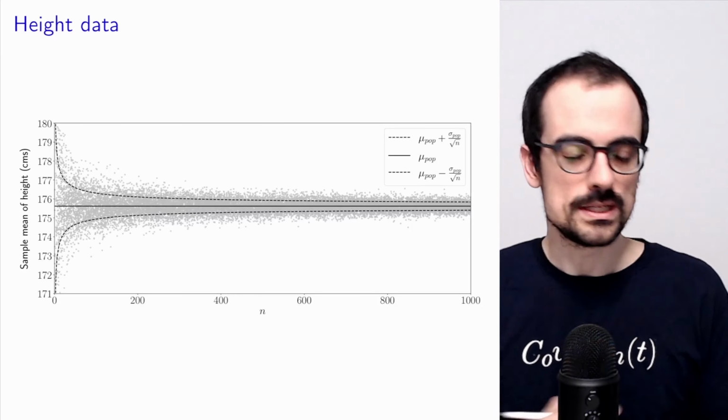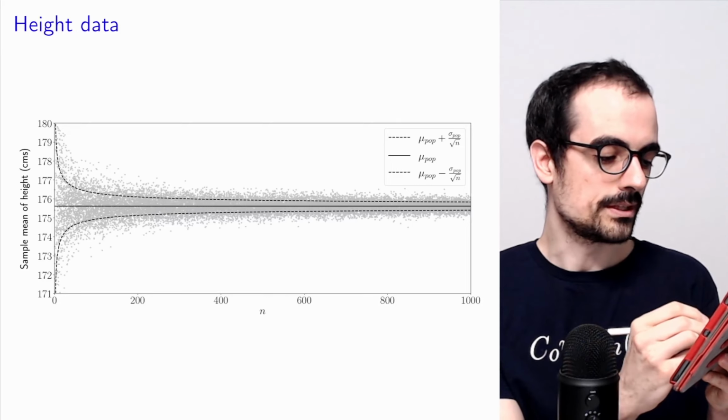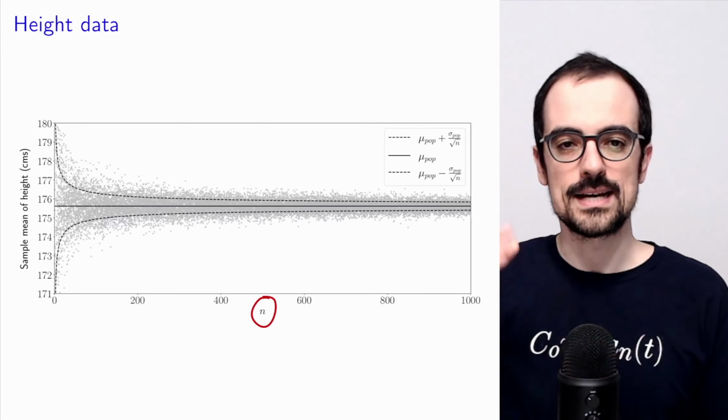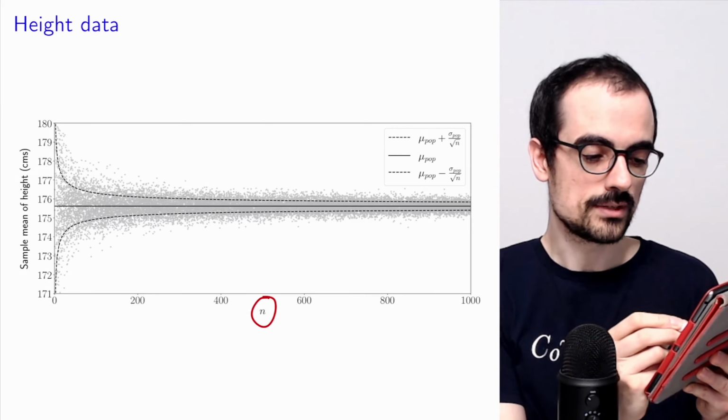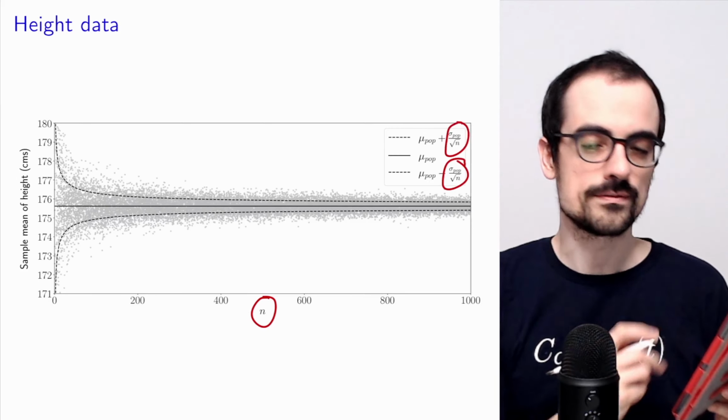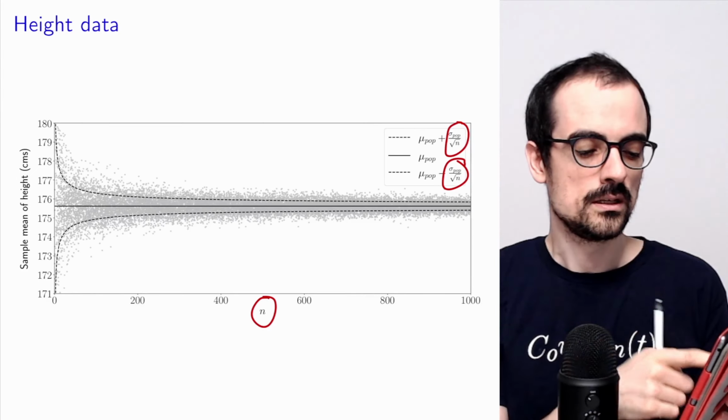Here is a picture where we see the sample means for different values of n, and indeed we see that eventually the distribution concentrates, and the way it concentrates is exactly following the expression of the standard error that we have derived in the previous video.